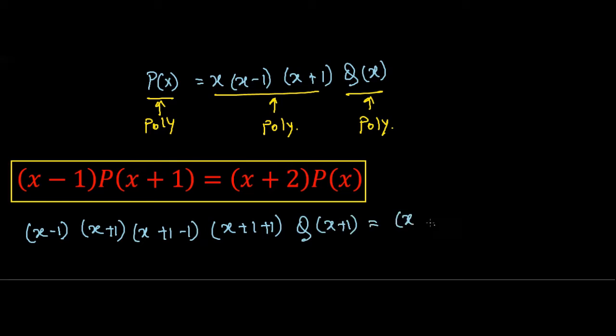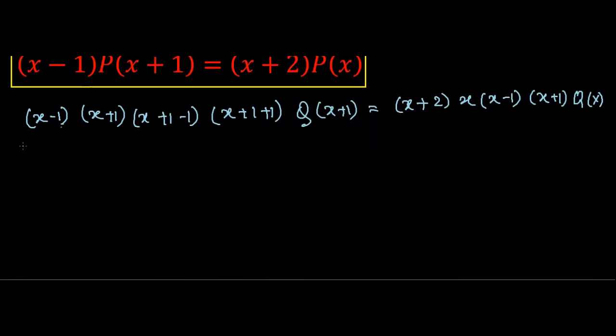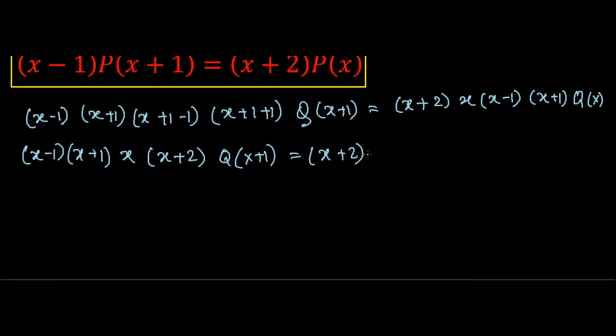And this is the same as x plus 2 times just simply p of x, that is x times x minus 1 times x plus 1 times q of x. Now when we simplify this, this becomes x minus 1 times x plus 1, and this will become x, and this over here will become x plus 2 times q of x plus 1 is equal to x plus 2 times x minus 1 times x plus 1 times q of x.